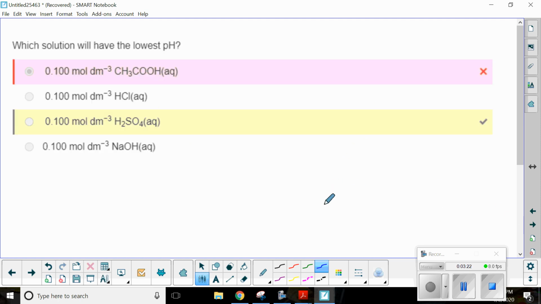Here's another commonly missed question. It says, which solution will have the lowest pH? Most of you chose that this particular solution of ethanoic acid would have the lowest pH, which would be a strong acid. The lower the pH, the stronger the acid.